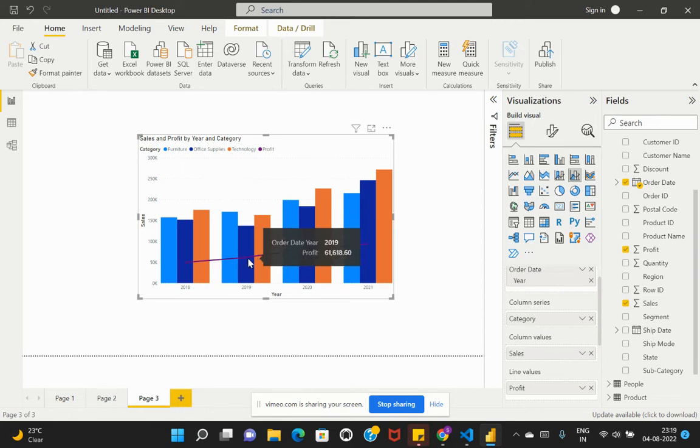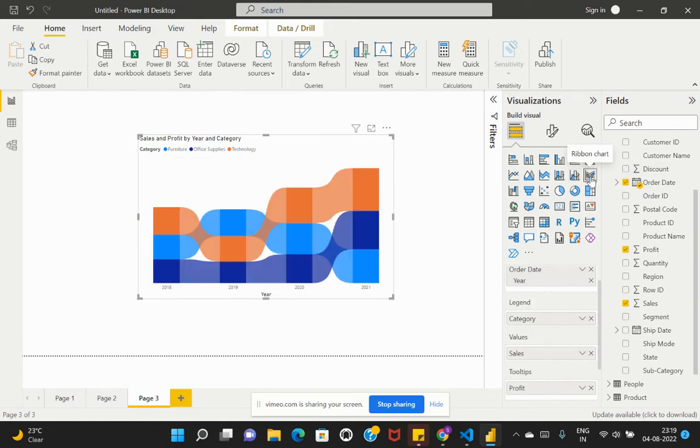Okay, so this is about the different types of combo charts that we have within Power BI. Now the next chart that we see here is the ribbon chart, right? So I will quickly create a ribbon chart on top of this particular visual. The moment I've selected the ribbon chart from my visualization pane, you see that the chart has been transformed to the ribbon automatically. So this is also another flexibility here.